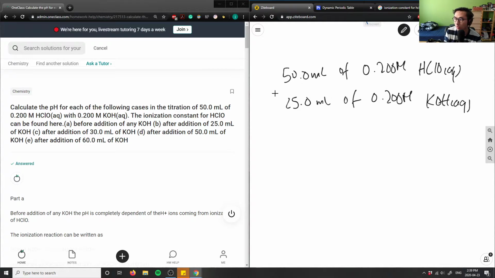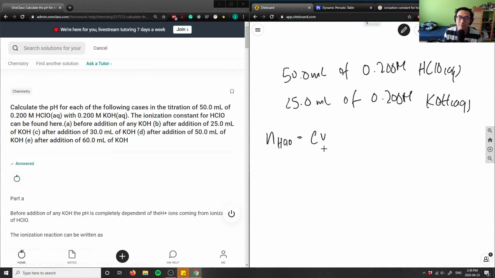I'm going to have a new total volume, right? Because I'm going to add these two volumes together. So let me find the moles of HClO first. So moles of this would be simply concentration times the volume, right? If concentration equals n over V, then moles equals concentration times volume, right?